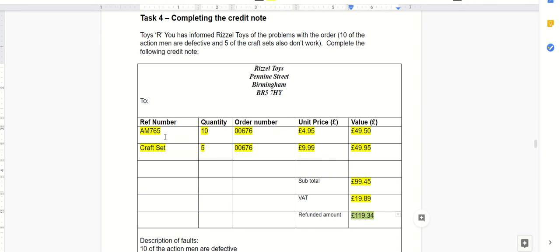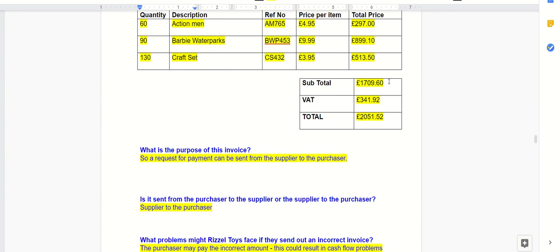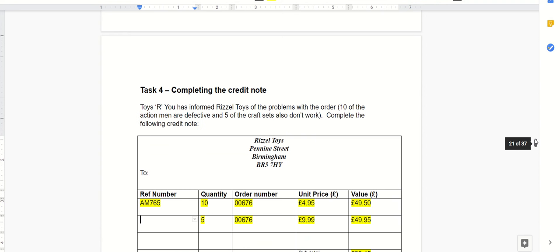I've put the wrong code in there. That's a mistake. It should be the reference number for the craft set, and the craft set was CS432. Oh dear. CS432. That was from the order number. So what order number does it come from? So to relate it to a particular invoice where there's an issue, and then what the price of the unit is, and what the value being credited back to the company is.